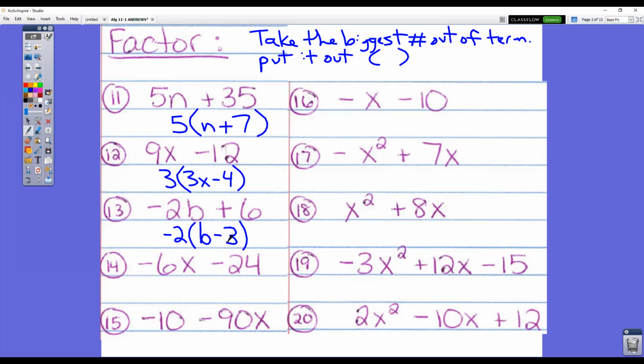In a question like number 17, where we have an x in both terms, or number 18, where we have an x in both terms, we would want to factor out the x because they have an x in common. What we would be left over with here would be an x plus 8.